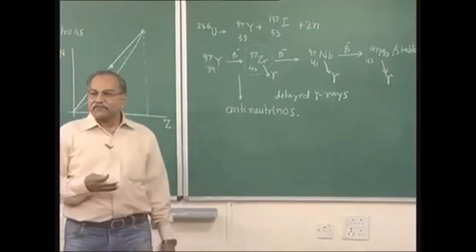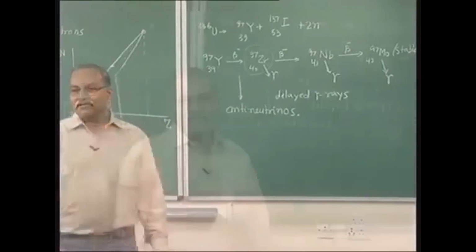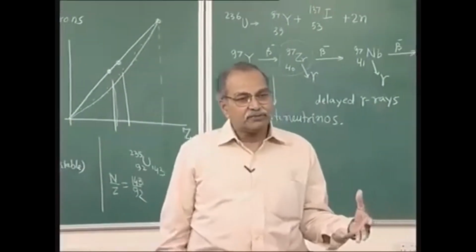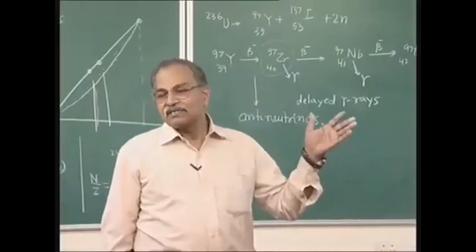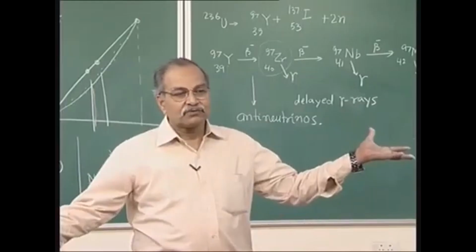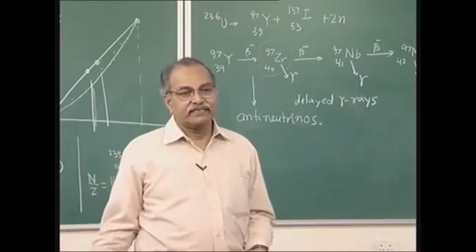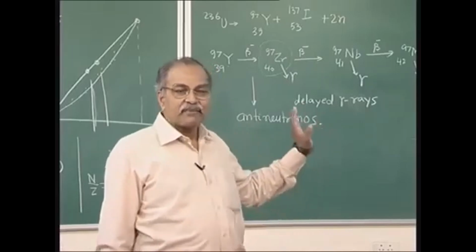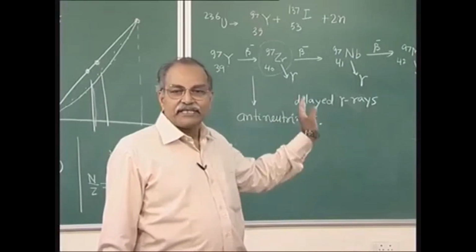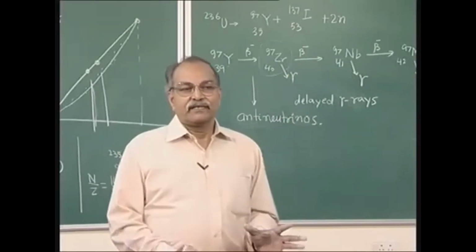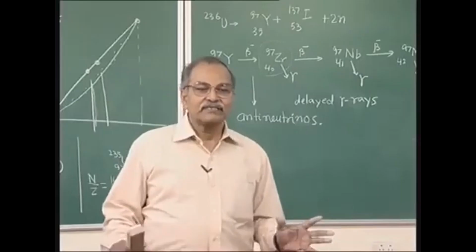Some 10-15 MeV is taken away by these antineutrinos, which are very difficult to tap. Neutrinos pass through all kinds of matter almost without interacting with anything. So they just escape. The energy taken away by the antineutrinos in beta decay goes out of the reaction area anyway. So that is how the total energy is distributed.